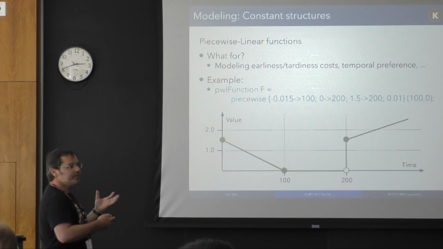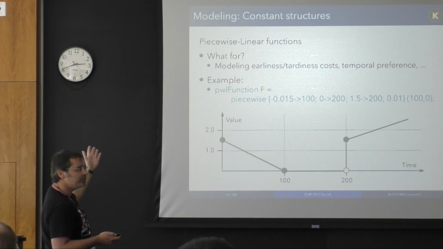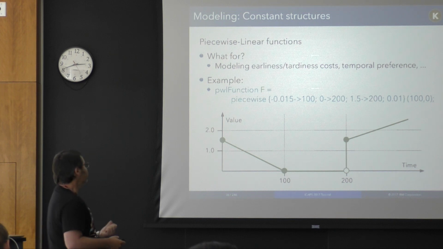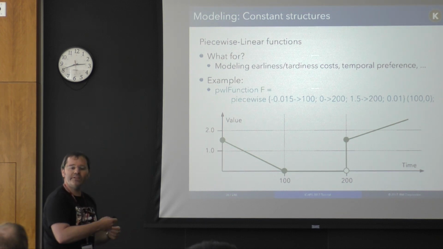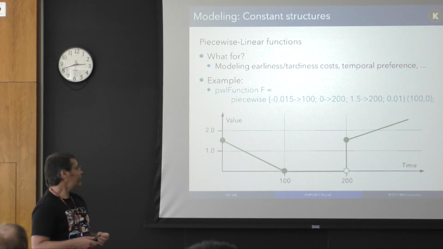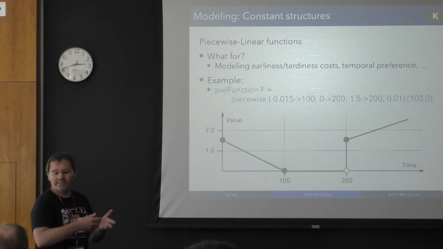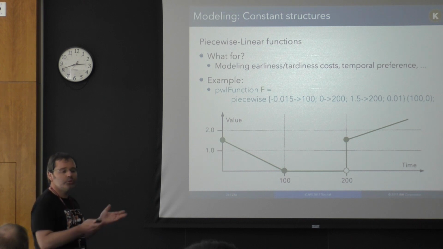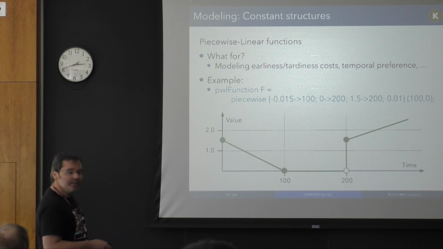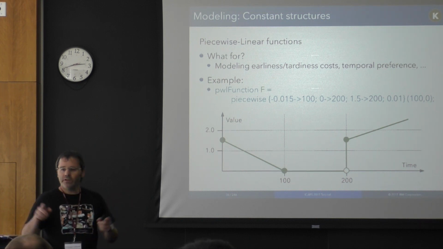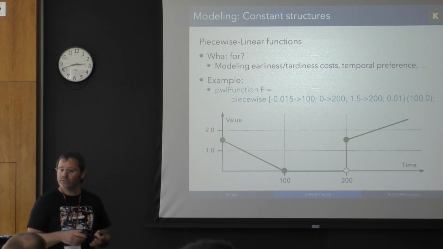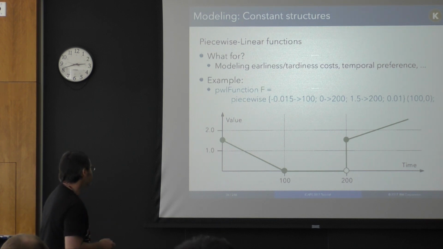The first constant structure we'll see here is a piecewise linear function. What for? I will try to explain for each of these concepts why it is interesting, because otherwise we would not introduce this type of concept in the model. Piecewise linear functions are mostly used to model some temporal preferences or some earliness, tardiness cost in the schedule.